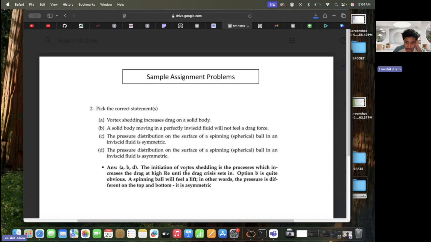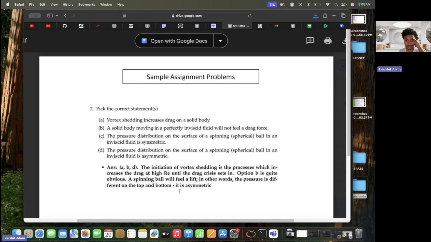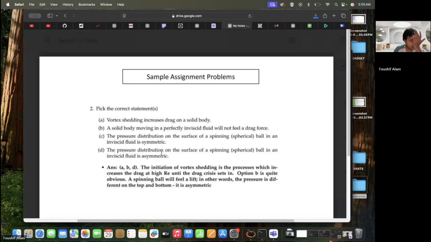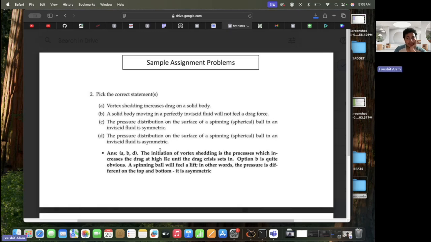The initiation of vortex shedding is the process which increases the drag at high Reynolds number until the drag crisis sets in. Option B is quite obvious because a solid body moving in a perfectly inviscid fluid will not feel a drag force, obviously. The spinning ball will feel a lift. In other words, the pressure is different on the top and bottom. It is asymmetric. So options A, B, and D are correct.